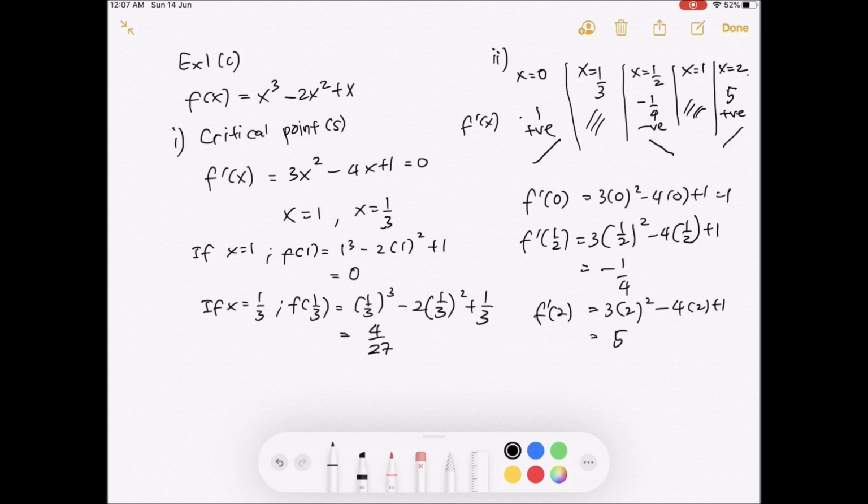Okay, so obviously here we will have a maximum, and here we have a minimum. So you can conclude we have a maximum at (1/3, 4/27) and a minimum at (1, 0).